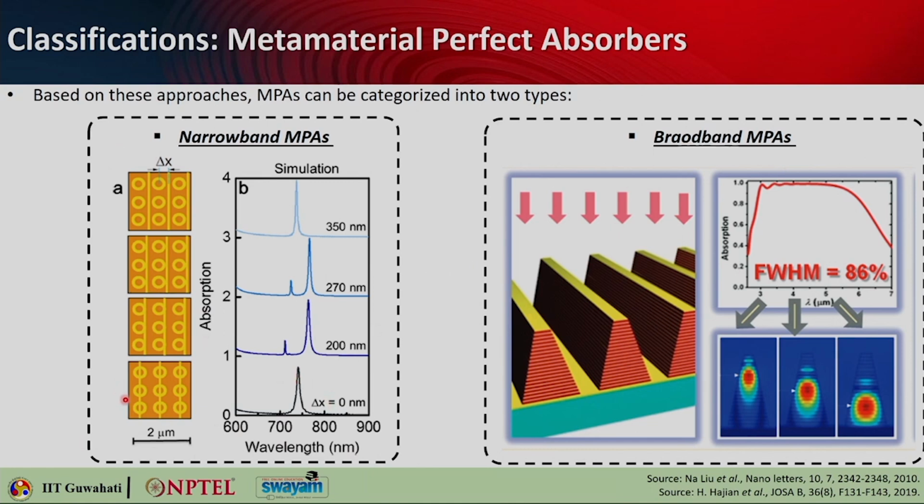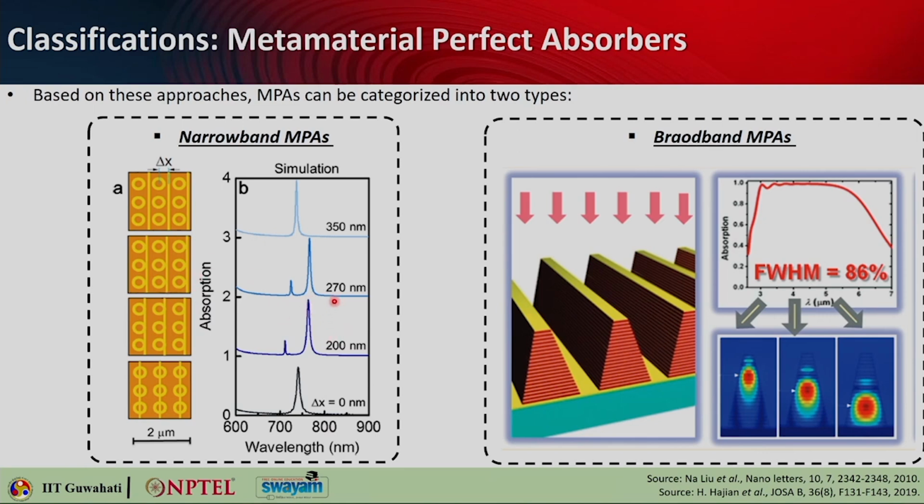So if you carefully look at the narrowband structure, here in figure A, you can see that these are basically overlapping rings and a column, and there is a gap between this column and the center of the ring, that is called delta x. When delta x equals 0, you get almost 90% of absorption in this particular case. When you change delta x to 200 nanometer or so, you get almost 95-99% of reflection, sorry, absorption.